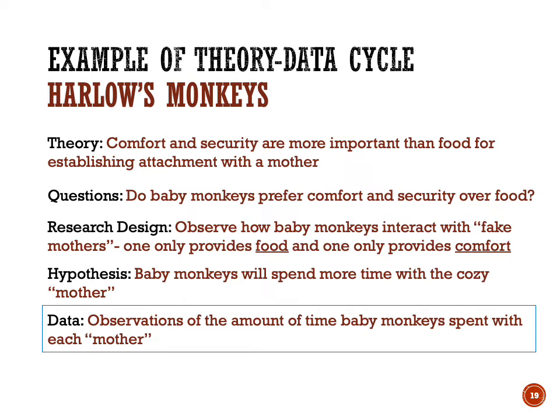In this case, we're using time to determine. So the data collected was the observation of the amount of time that baby monkeys spent with each mother. There may be other ways to measure this variable as well. So in this study, if the monkeys spend more time with the comfy cozy mom, that would support our theory that comfort and security is more important. If they spend more time with the food mom, that would fail to support our theory. Notice we did not say prove.